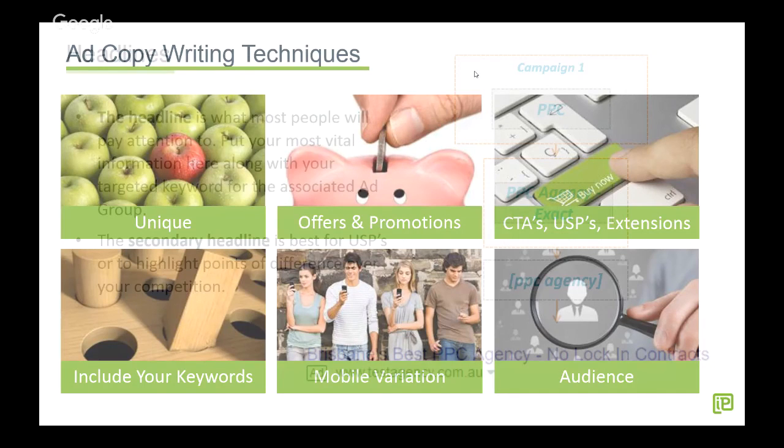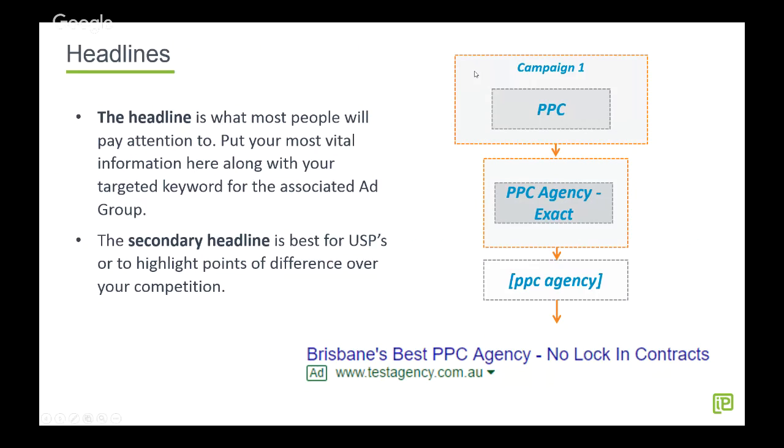So if we break this down, starting with the headlines there. The headline is what most people are going to pay attention to. So definitely put your most vital information here in your headline. So I'd recommend putting your targeted keyword for your associated ad group within headline 1. And the secondary headline or headline 2 is really good for highlighting USPs or your point of difference over the competition.